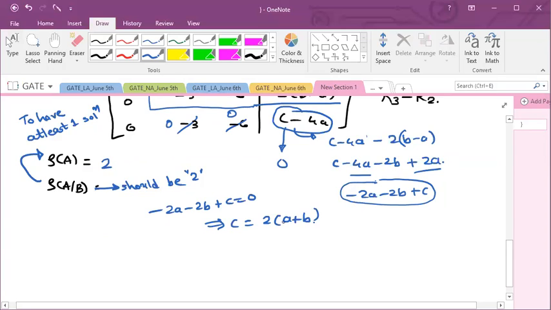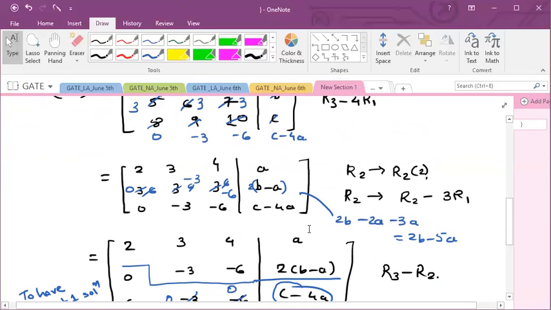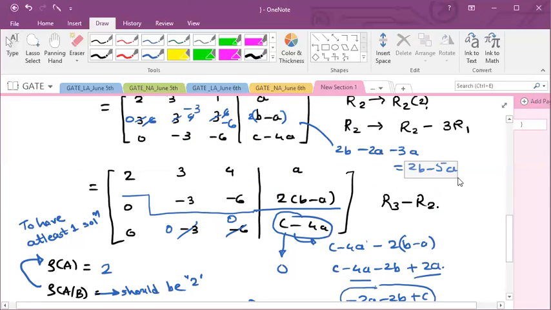But I think we have made a mistake somewhere. Answer should be different. Let me check. So first R2 minus R1, yes, it is B minus A, R3 minus 4 R1, C minus 4A, okay. Okay, it is right. In the next step, first we have multiplied with 2, yes, it is done. 2 times B minus A, this is our mistake. Because now this term is not 2 times B minus A, now this term is 2B minus 5A. Okay, so we have made a mistake over here. So this will be your 2B minus 5A.